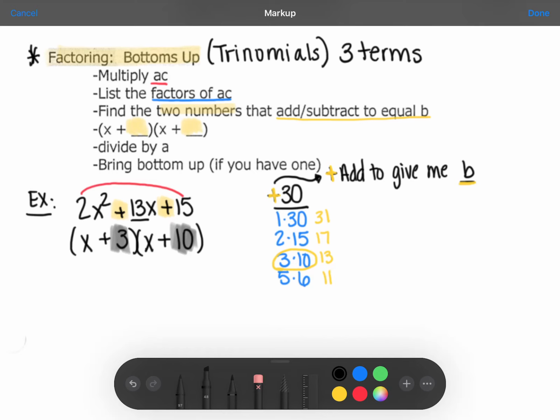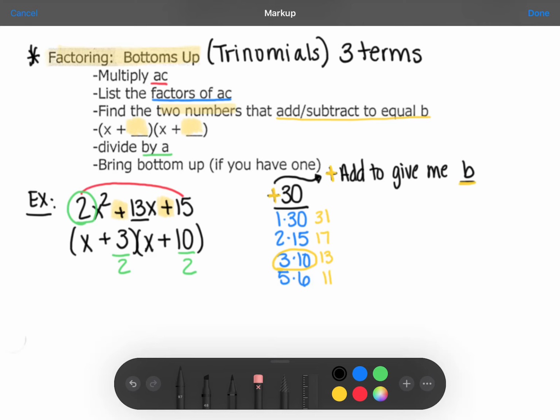So double check your factors to make sure that they multiply to give you the number that you listed the factors of, and that it gives you the middle number, okay? A lot of highlighting going on here. Let me get rid of some of that. Now comes the next part where I have to divide by a. So a is my 2, so I'm going to divide by a.